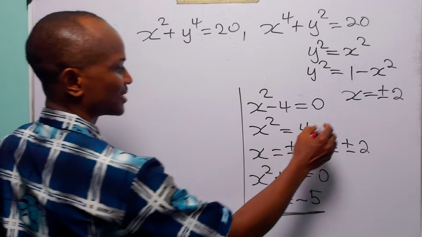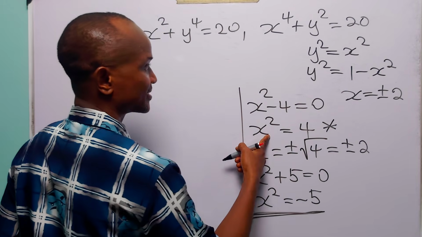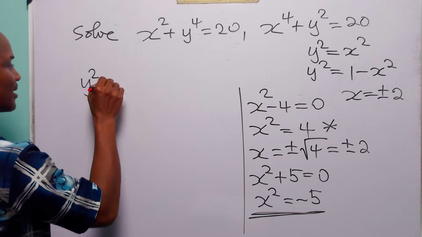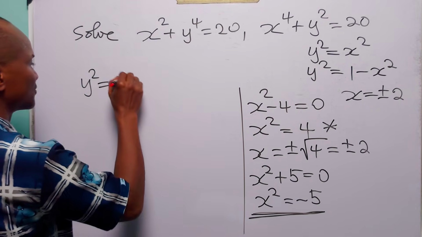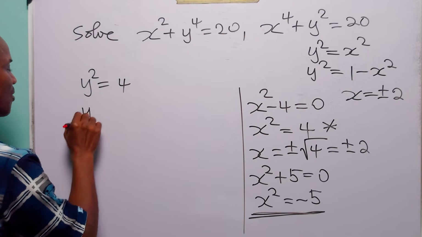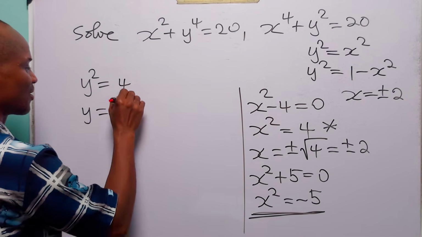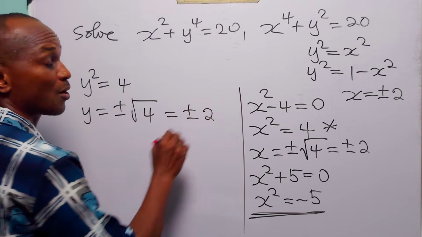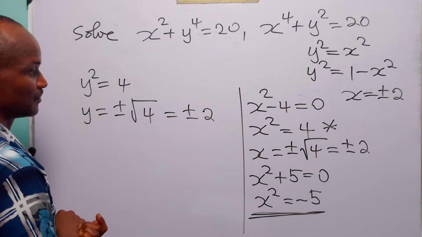And of course, now that we have found a value for x squared, going back to this, we know that y squared must also be equal to 4, from where y is equal to plus or minus the square root of 4, which is equal to plus or minus 2.